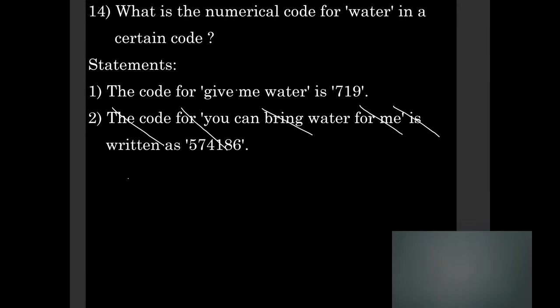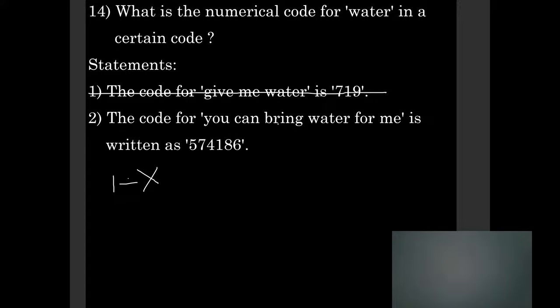From the first one, give me water. It can be anything in that because these are in jumbled order. So give me water means it can be 7, it can be 1, it can be 9. So from the first one you cannot get the answer. Next, when we cannot get the answer from the first one, we will check the second one alone. Second one alone means the first one is not given. We should consider that the first one is not given. We should take only the second one. So this I eliminated. Okay, next you can bring water for me.